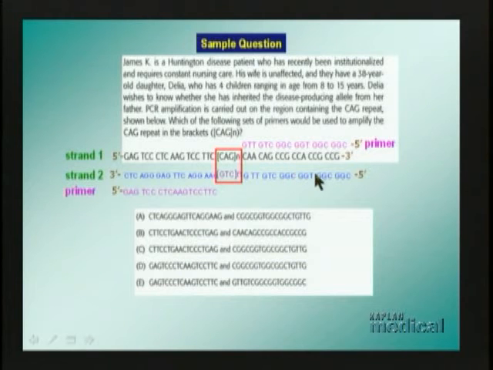So remember, in replication, DNA synthesis always occurs 5' to the 3' end. So what's going to happen is the DNA polymerase will look at this primer that's base paired to strand 2, and then go, in this diagram, from left to right, because it's going to make DNA 5' to the 3' end. So this part is going to be amplified.